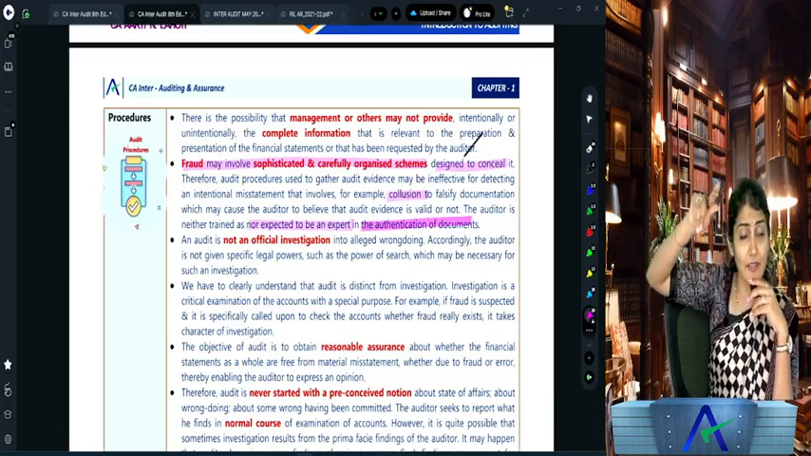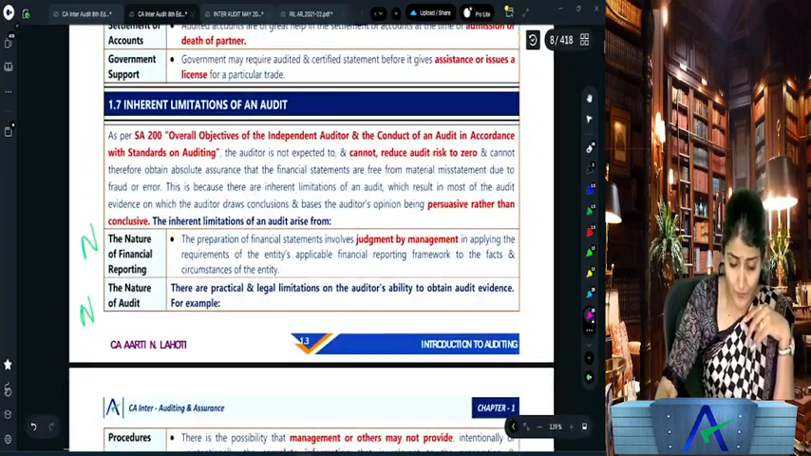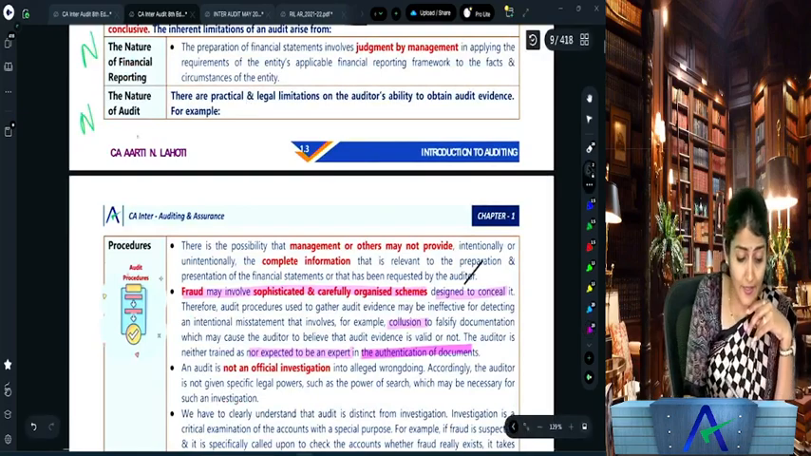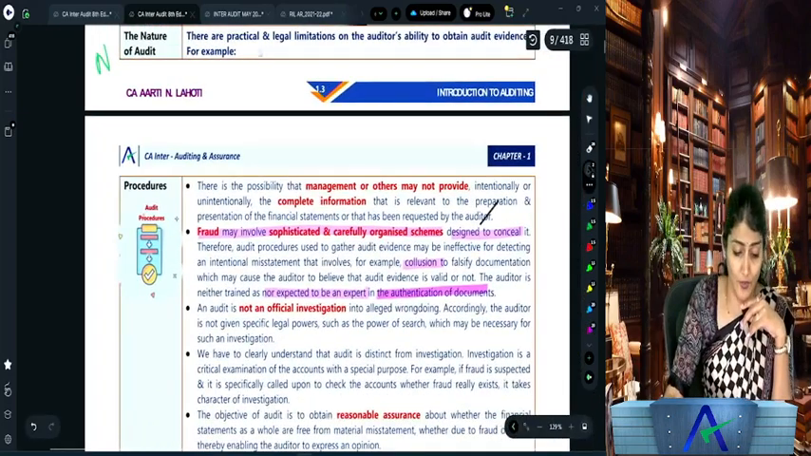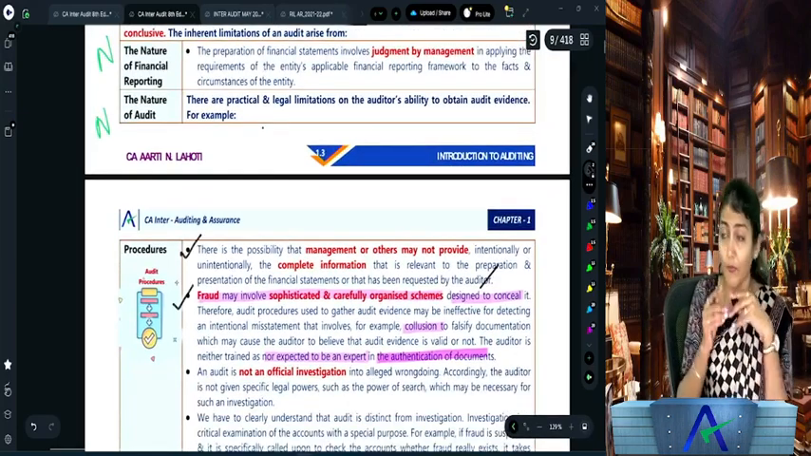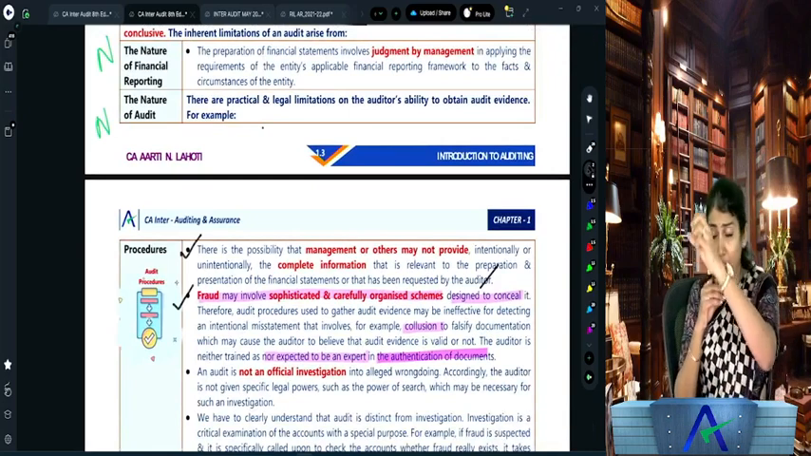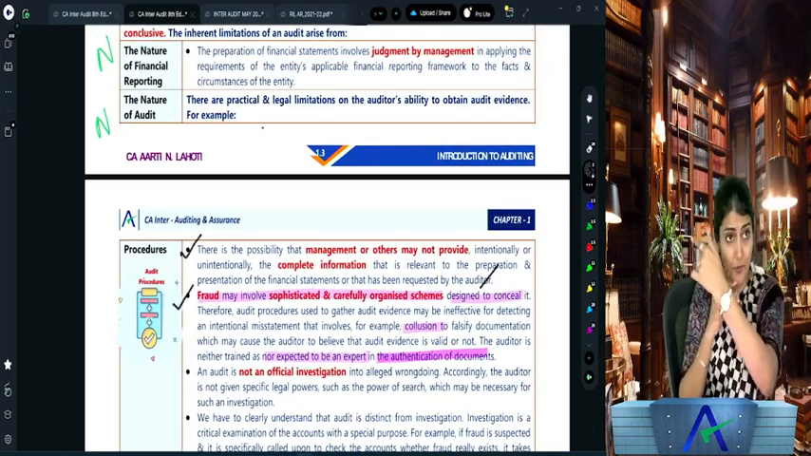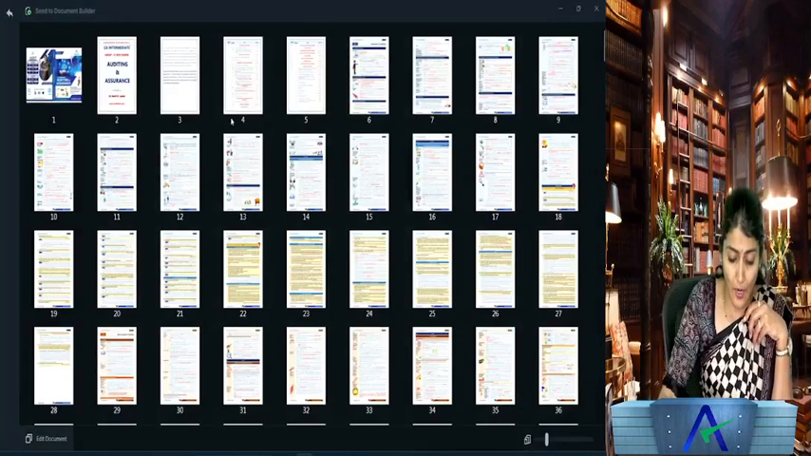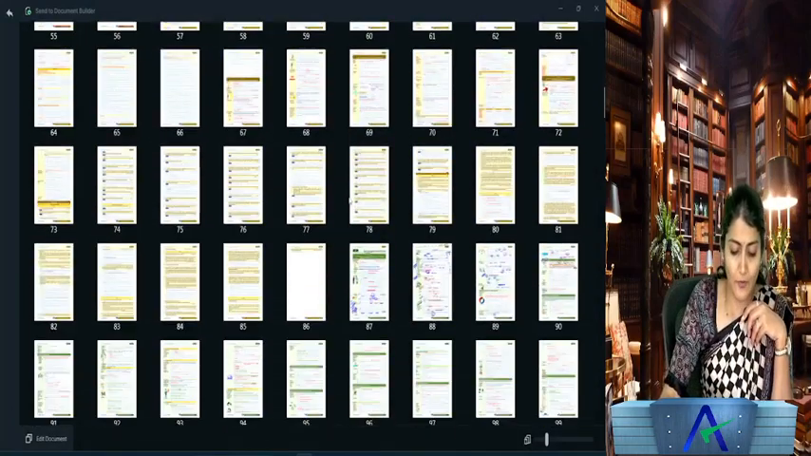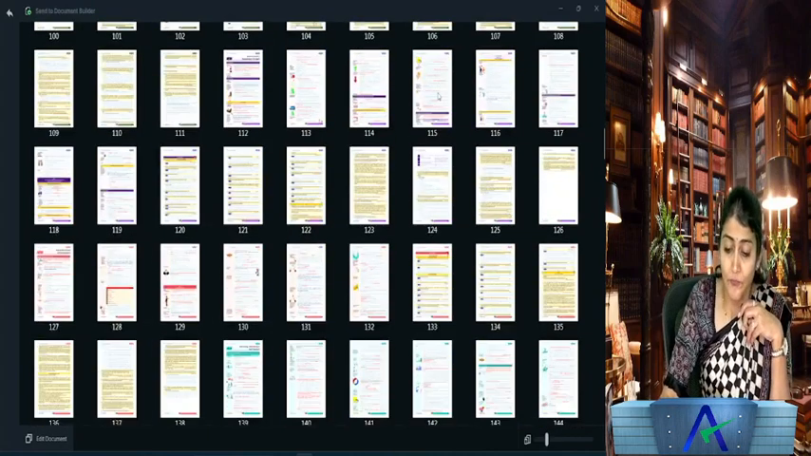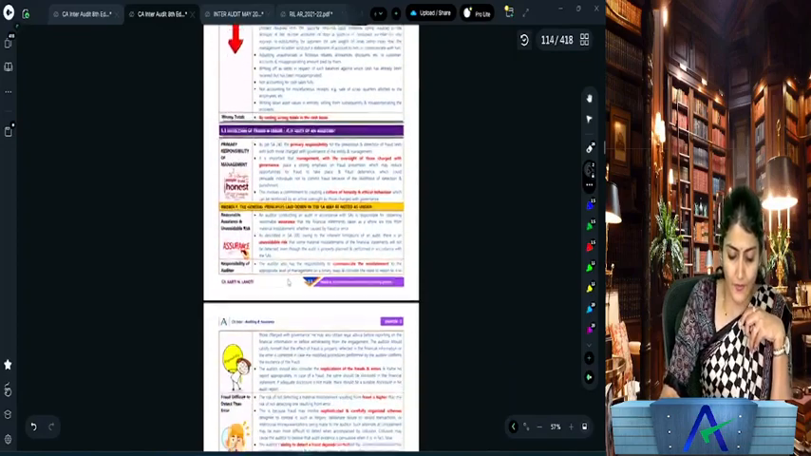So are you getting the similar sentence? Where am I right now? In chapter number 1, 1.4, the inherent limitations of an audit. What is the second inherent limitation? The nature of audit procedures. What does it say? One, management may provide incomplete information. Second, fraud involves sophisticated and carefully organized schemes designed to conceal it. Are you understanding that? We had seen this in the inherent limitations of an audit, and now we are seeing it in the responsibilities of the auditor in relation to fraud.